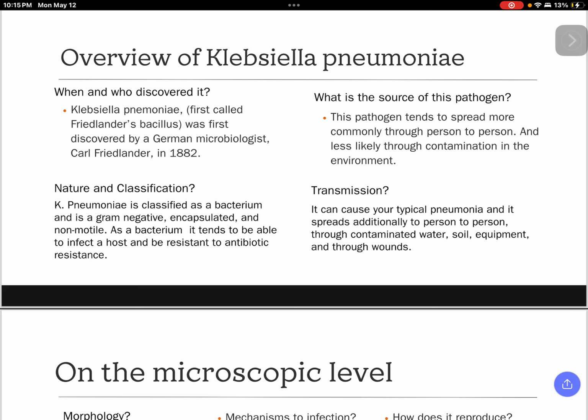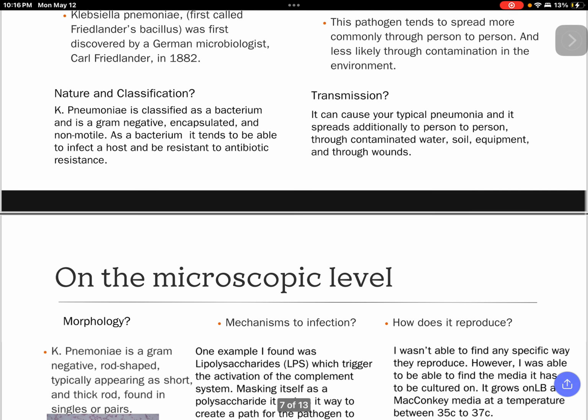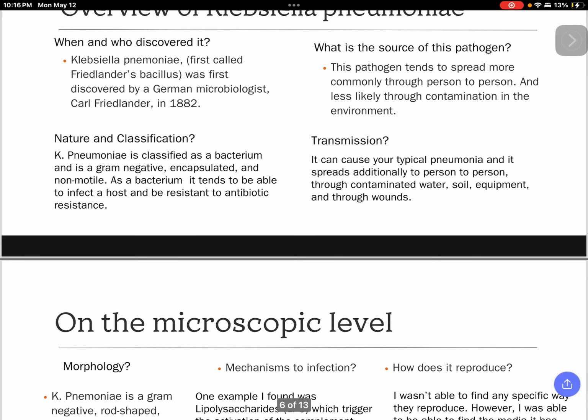This pathogen tends to spread more commonly person to person and is less likely to spread through contamination of the environment. Our transmission goes deeper into this, as it is able to spread person to person. It is also able to spread through water and soil, infected equipment, and through cuts and wounds. The thing with this one is it does not go airborne, so you technically can't get it through a cough.